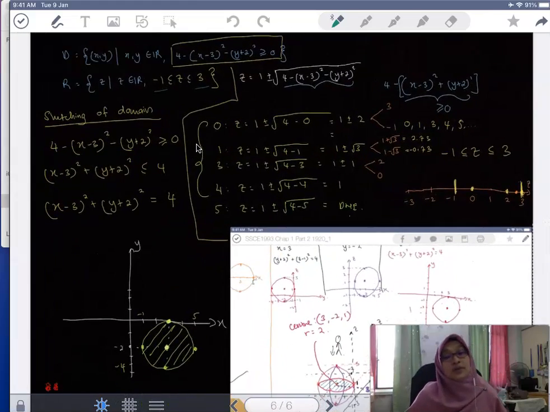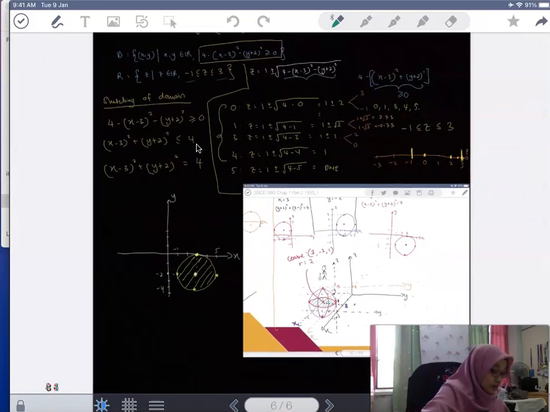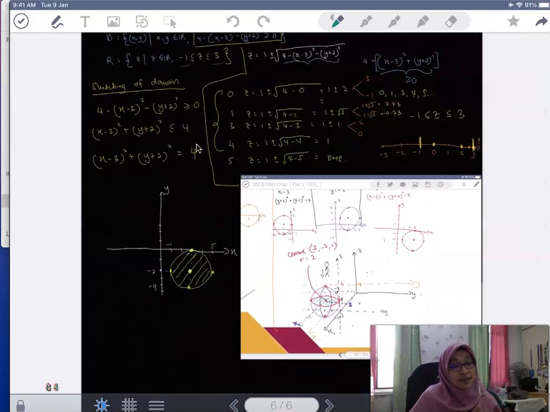Okay, so now I hope that by now you can relate between the sketching of the whole graph in 3D and the domain and also their range.